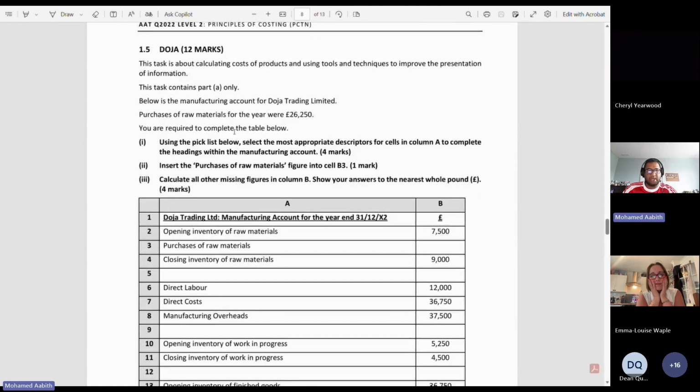They're asking you here, purchase of the raw material was 26,250. Using the pick list below, select the most appropriate option in column A to complete the headings in the manufacturing accounts. Insert the purchase of the raw material in cell B3. So we just have to type the number in, and we'll be able to do it quickly. Give me 1 second, let me type.